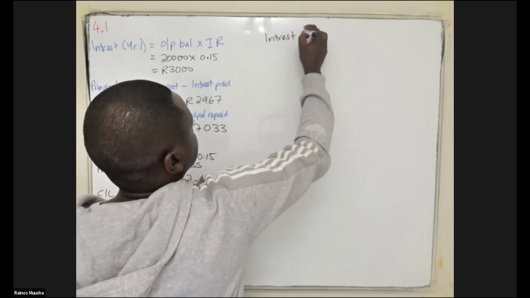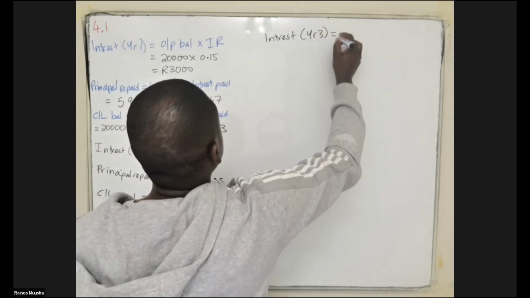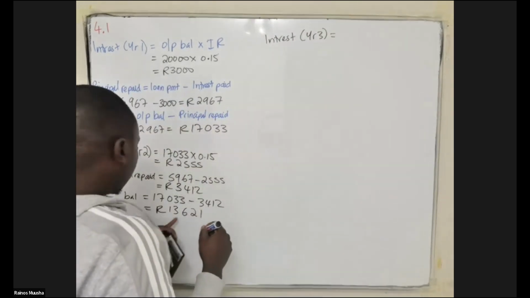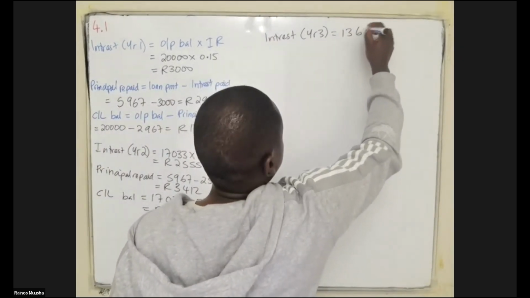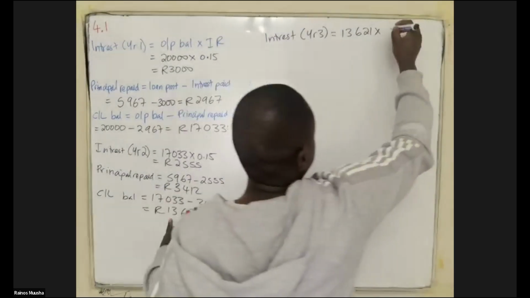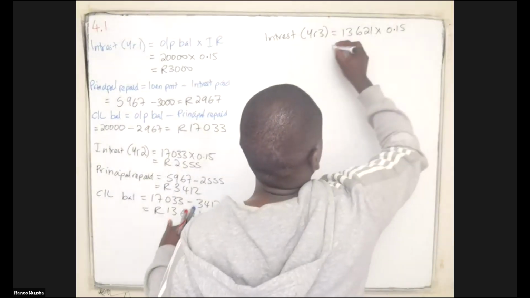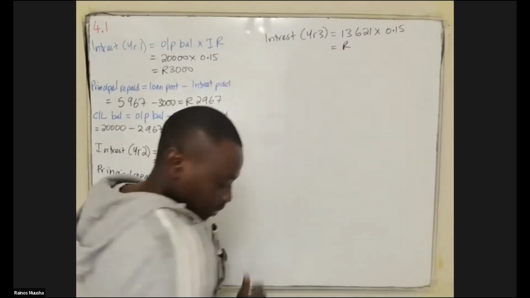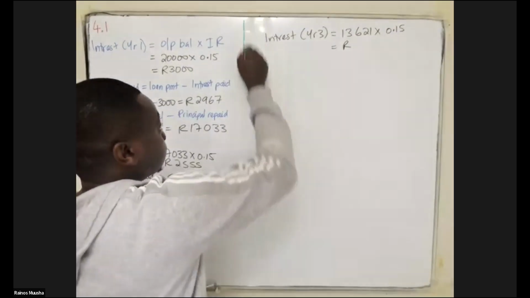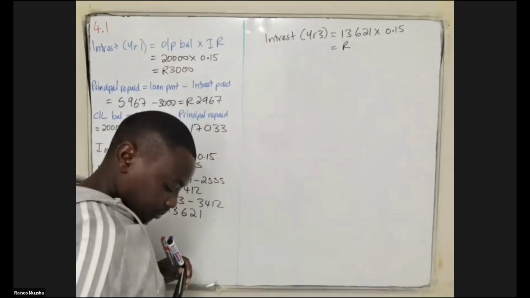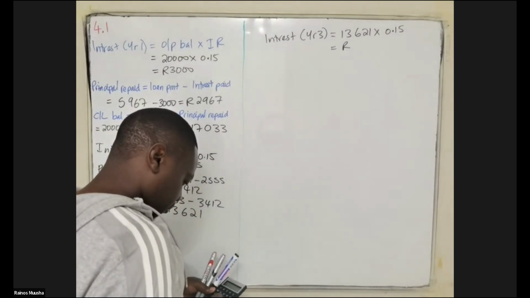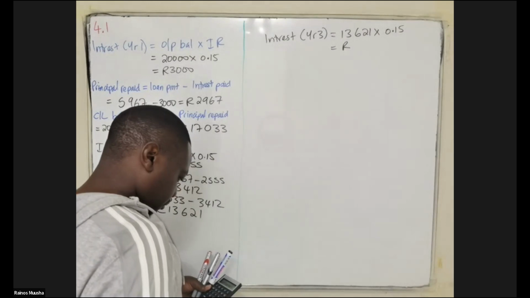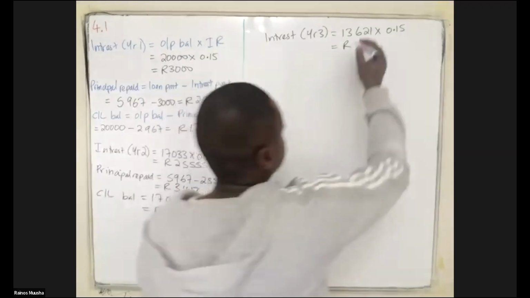Your interest for year 3 is given as your closing balance for year 2, which becomes your opening balance for year 3. So it's 13,621 multiplied by the interest rate of 0.15. And how much is the interest for year 3? 2,043.